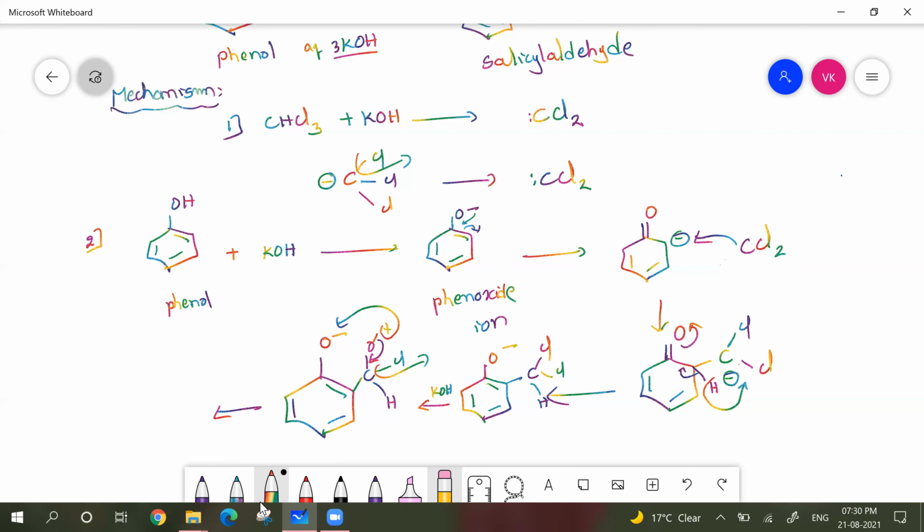So finally you're going to get the OH phenyl, and here it is converted to C double bond O H. So this is called ortho-formylation. In this way, substitution takes place at the ortho position. You can take either of these places for the substitution. So I hope you understood this mechanism.